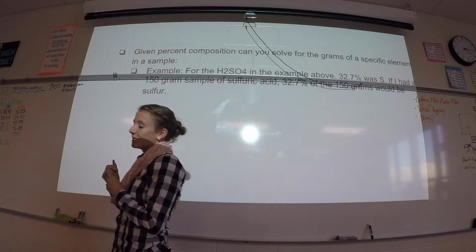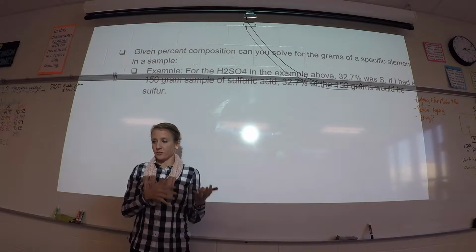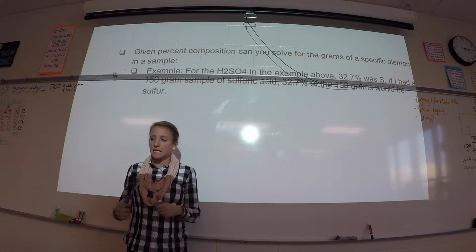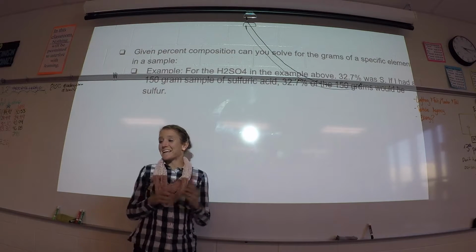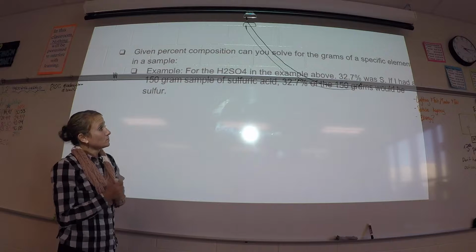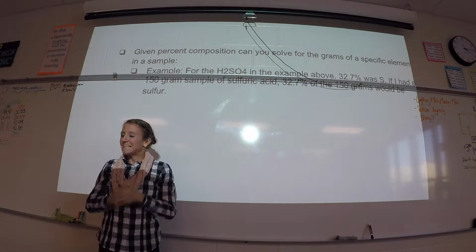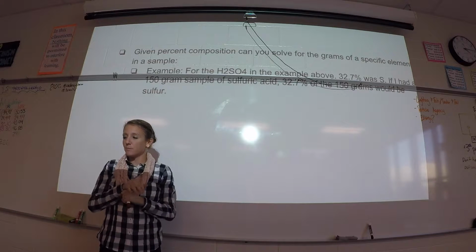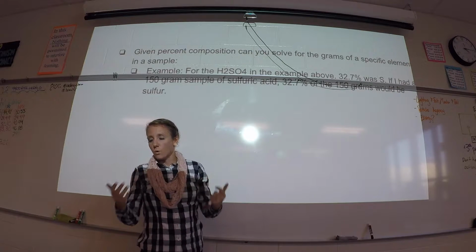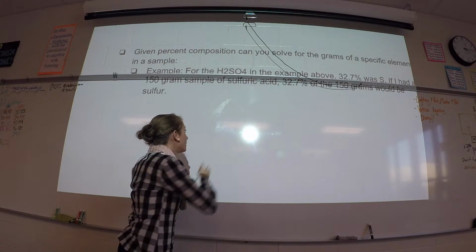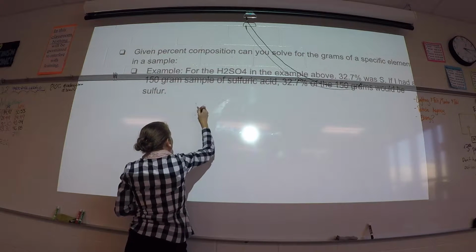Okay, so this question is that given a percent composition, we want to find the grams. So it's kind of doing the reverse of what we just did. This one tells us that in sulfuric acid, 32.7% of it is sulfur. If I have a 150 gram sample of the acid, what is 32.7%? To find the percent from a total, we're going to take the total mass.